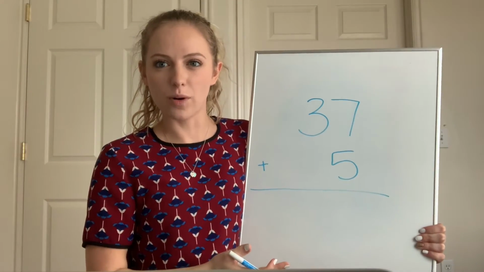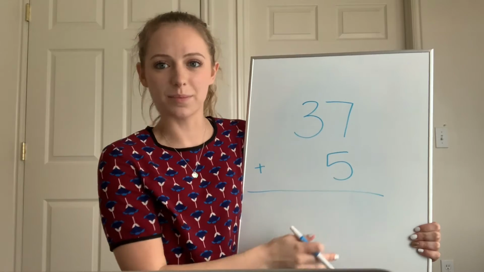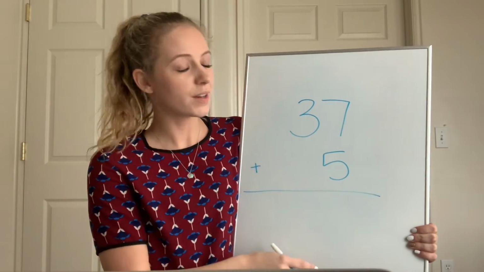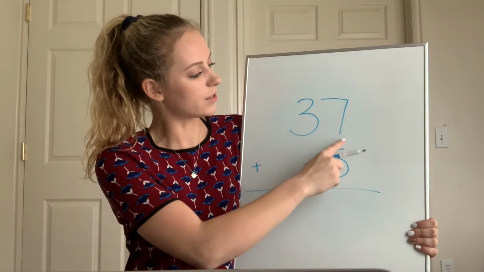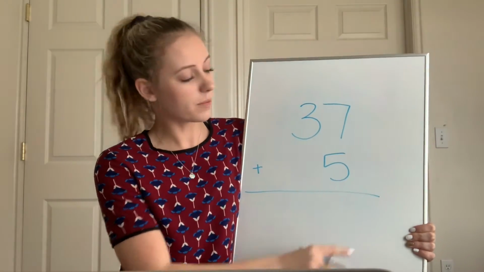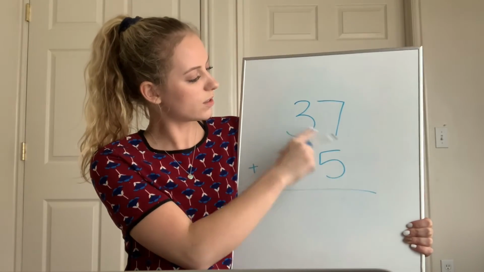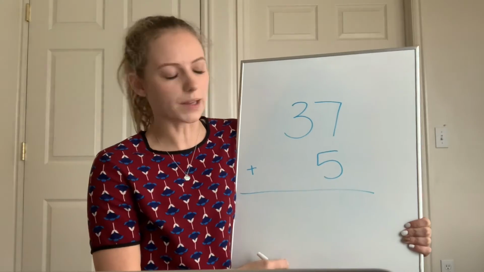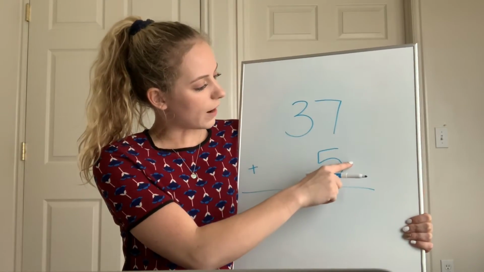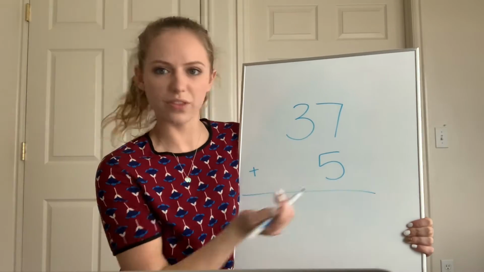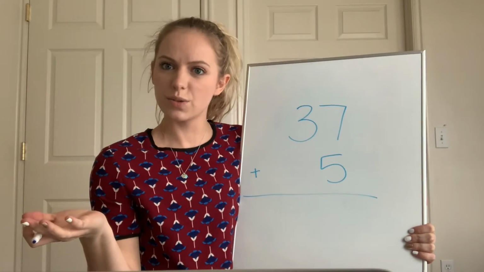But what if we have a problem where the ones add up to higher than 9? So let's do an example with that here. The problem we're going to be doing is 37 plus 5. Remember again, we always line up the place values, so we have the ones and the ones and the tens and the tens. So we're going to start in the ones like always. We have 7 plus 5, which we know is 12. But that's higher than 9. So what do we do?